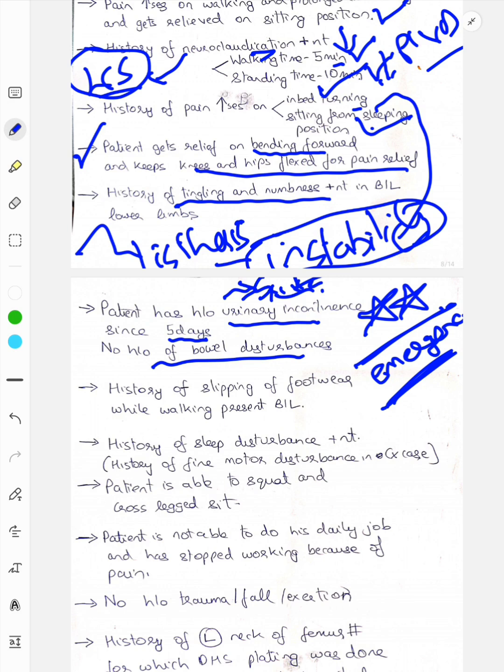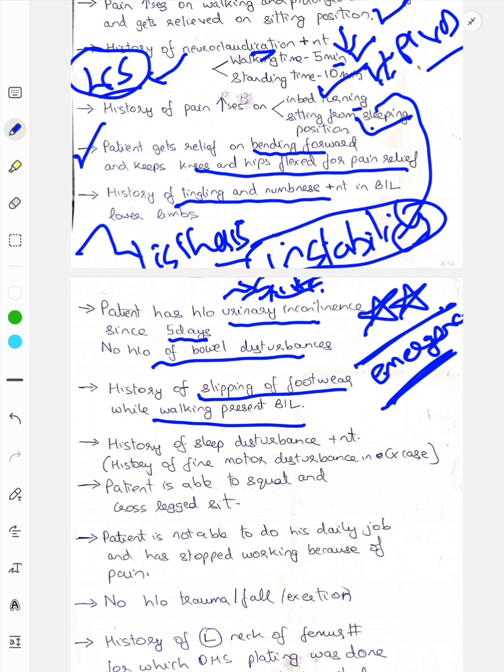Now, another thing from the history you can know is whether there is weakness in the foot or lower limbs. That is the history of slipping of footwear while walking, present bilaterally. Whenever there is history of slipping of footwear, that does mean there is some weakness at the toes. So with history taking only, you can know whether there is some neurodeficit or not.